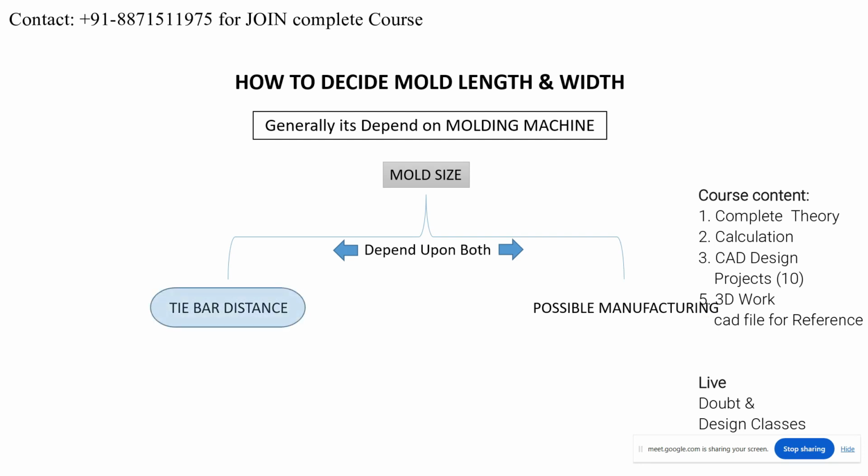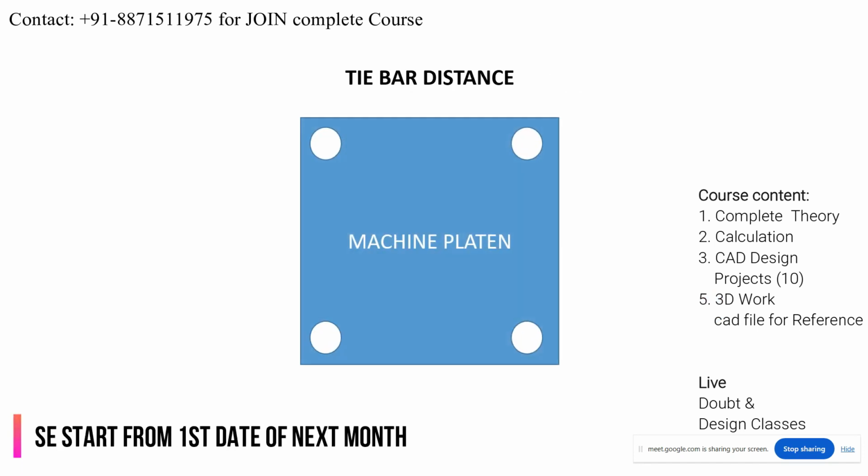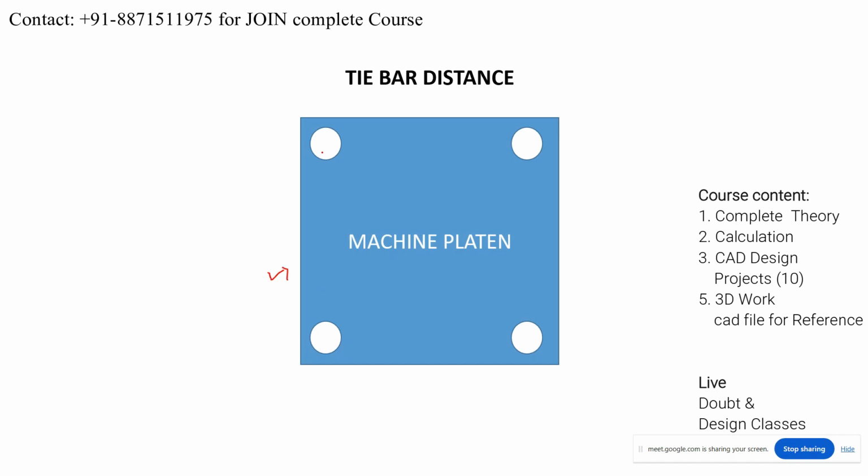Okay, so first of all tie bar distance, and the second one is possible manufacturing. Depending upon these two points, we have to decide our mold length and width. See, for example, this is the machine plate, in the top view. You should have knowledge about this distance here, and like this distance.